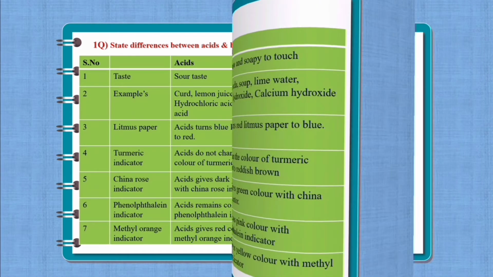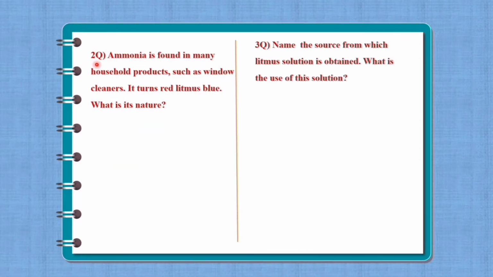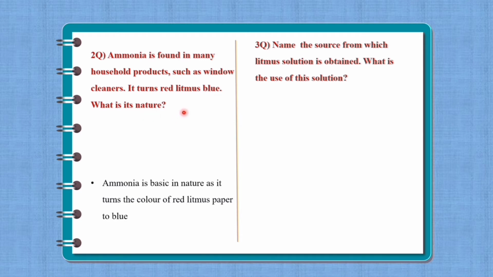Now let's move to second question. Ammonia is found in many household products such as window cleaners. It turns red litmus to blue. What is its nature? Bases turn the color of red litmus paper to blue. Ammonia is basic in nature as it turns the color of red litmus paper to blue.